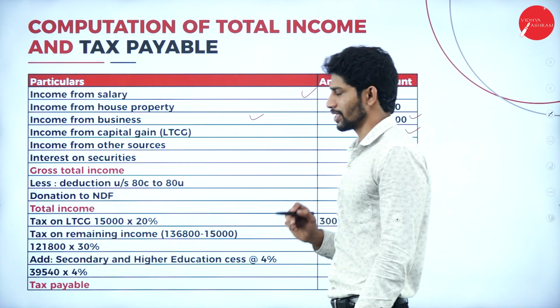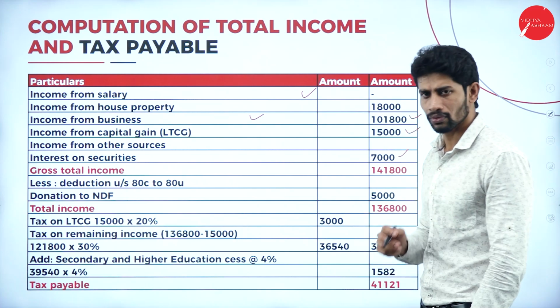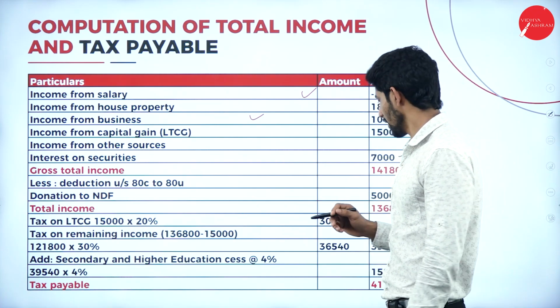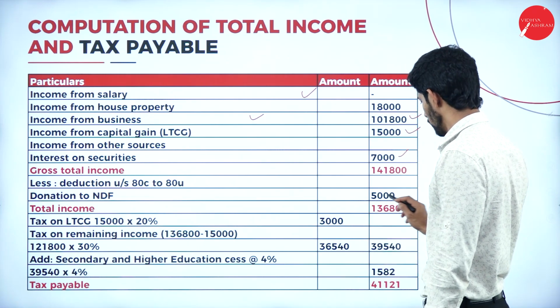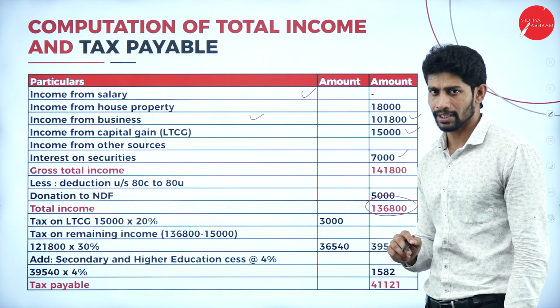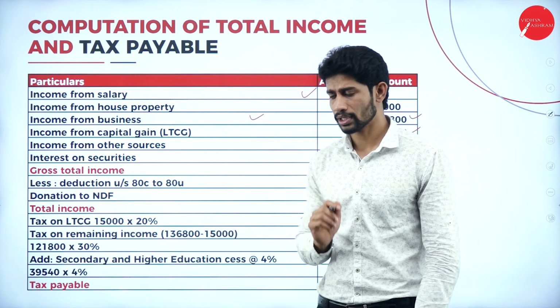So 1,41,800 is called gross total income. Less deduction under section 80C to 80U. Donation to NDF is there, so deduct 5,000 rupees of donation. You will get the balance of 1,36,800. That is called total income.